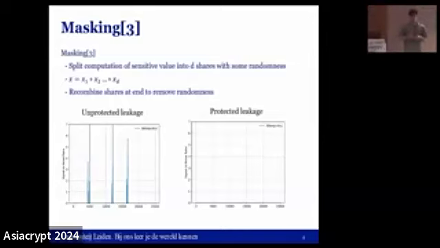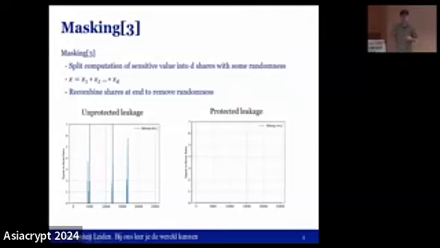So how do you protect? Masking is a way to split the computation into several secret shares. As opposed to performing the operation once, we perform the operation in two separate shares and then recombine at the end. You do this by taking some randomness at the initial part of the algorithm and then removing this at the end.